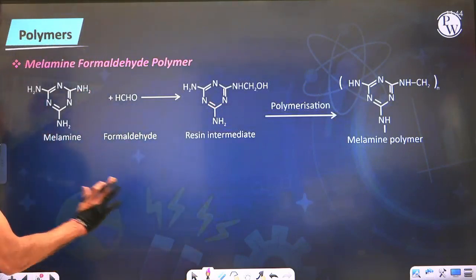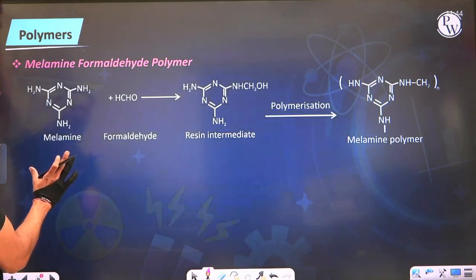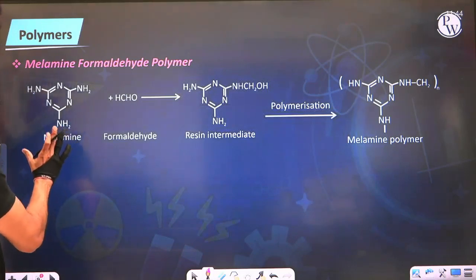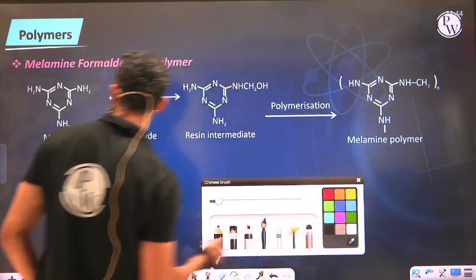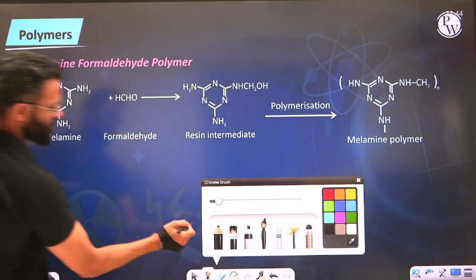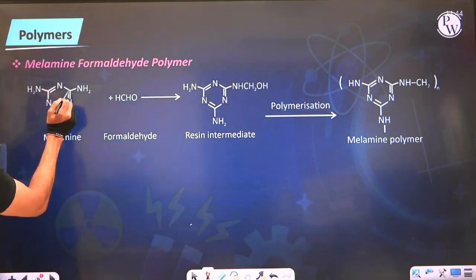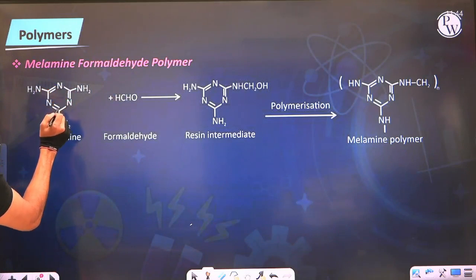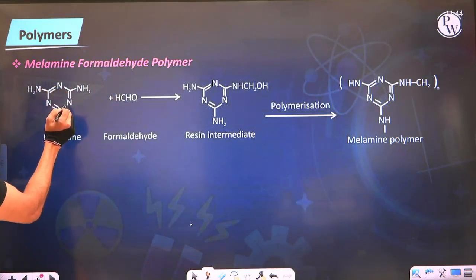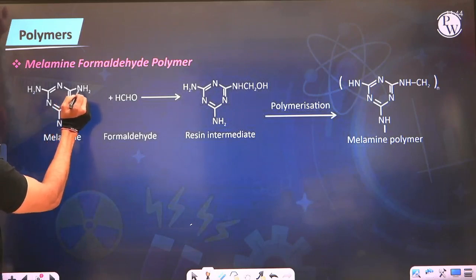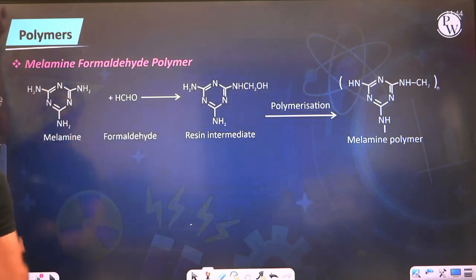Take it easy, everyone. First, see the structure of melamine. To get the structure of melamine, you simply have to take a benzene type of molecule. You see, you have got a benzene type of molecule. It's just that every alternate carbon is represented by nitrogen. So let's say carbon, nitrogen, carbon, nitrogen, carbon, nitrogen, right? So alternate, you put nitrogen. Now wherever you see carbon, attach NH2 there. So NH2, NH2, NH2. That's how we got the structure of melamine.